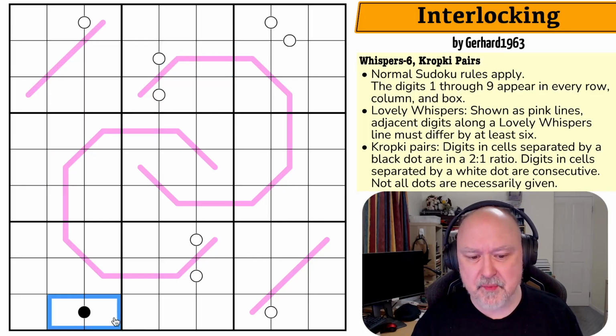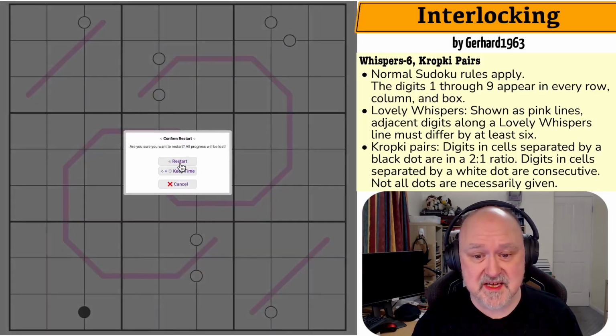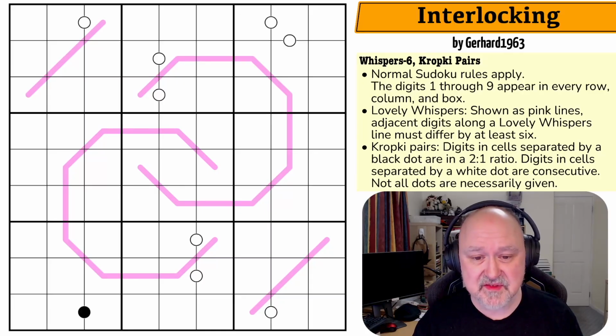And then we've got Kropki Pairs. Digits in cells separated by a black dot are in a 2-to-1 ratio. Digits in cells separated by a white dot are consecutive. Not all dots are necessarily given. All perfectly fine. I've no idea on the difficulty of this one. I'm going to restart the puzzle to restart my timer. Let's give this a shot.